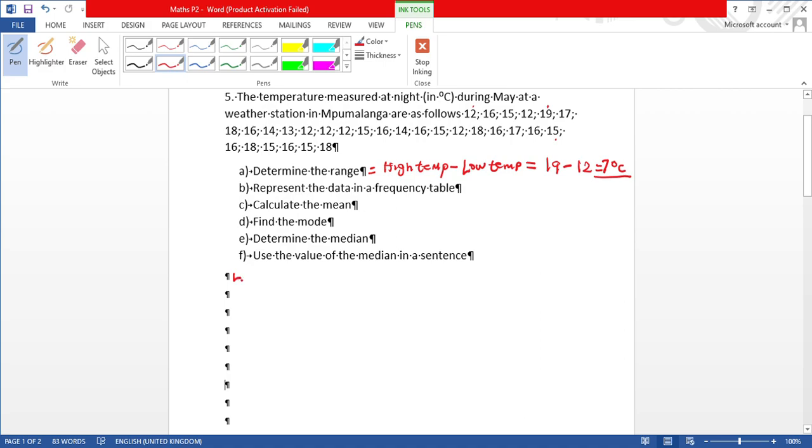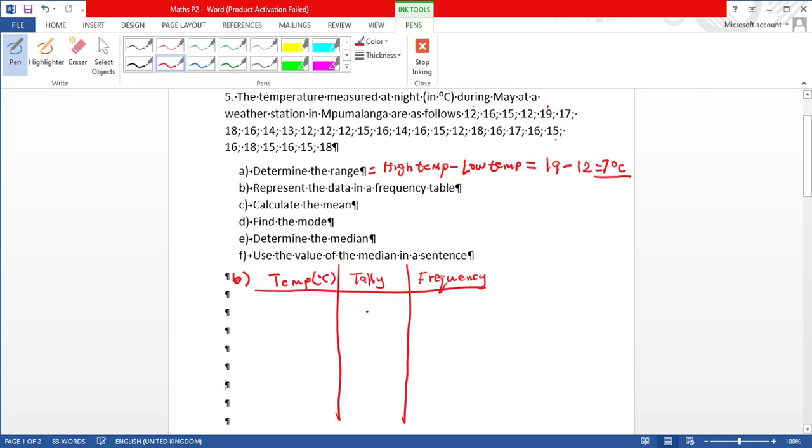And then question B says represent the data in a frequency table. So let's write question B here, and then let's draw a table as suggested. The table must comprise the temperature, because that's the parameter we're measuring in this data. Let's write it in the first column. Then our second column is going to be tally. Then our third column is going to be frequency.